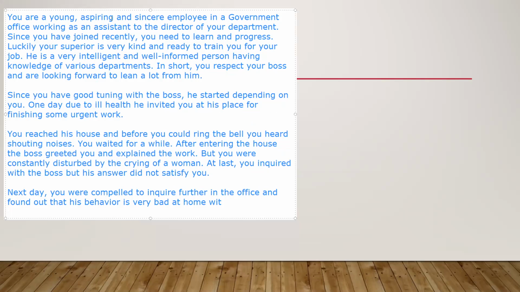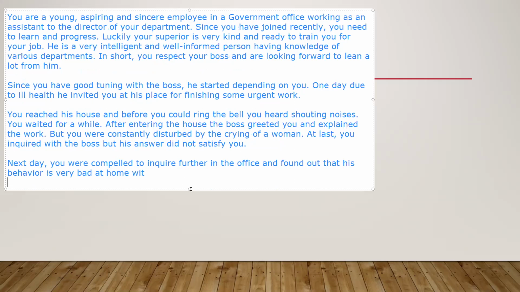So, a young, aspiring, sincere Bharat Sarkar employee, assistant, director. Since you have joined recently, you learn a lot in progress. Your senior is very kind, ready to train you for your job, intelligent, well informed, with knowledge of various departments. In short, you respect your boss and are looking forward to learning a lot from him. Since you have good tuning with the boss, he started depending on you. One day, due to ill health, he called you home. Then this incident happened. Okay. Full question.